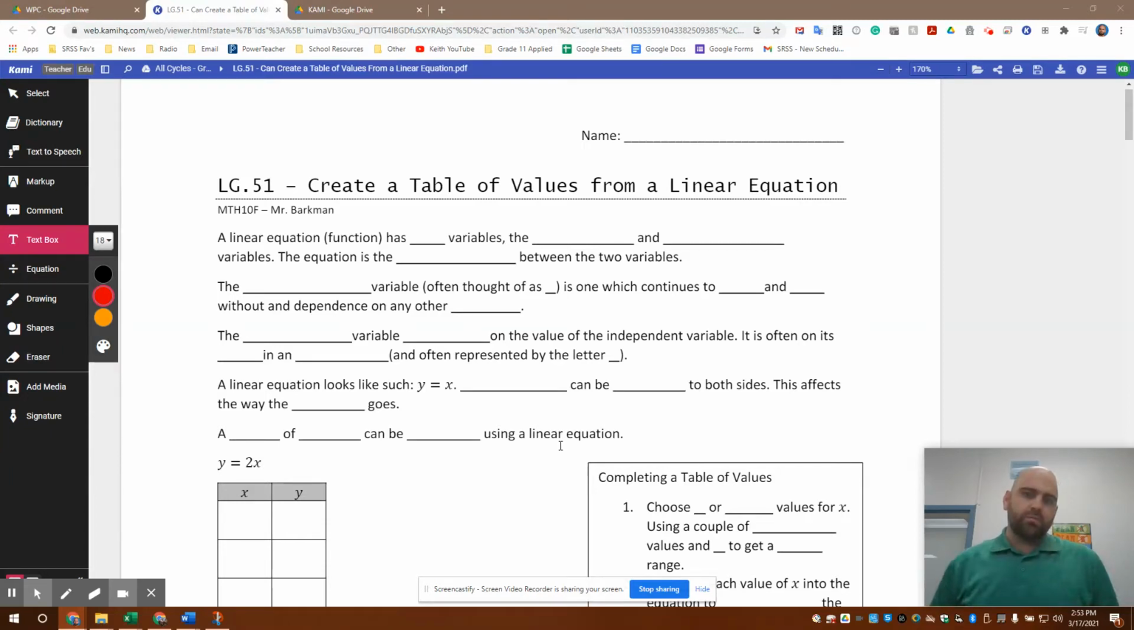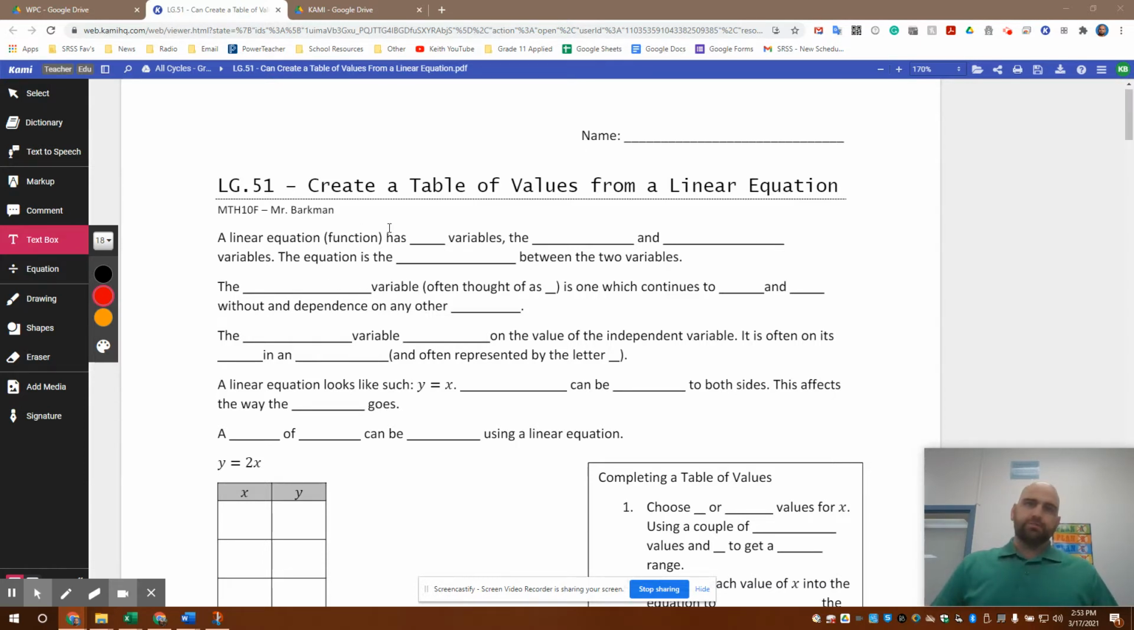So learning goal number 51 is going to be all about taking a linear equation and creating a table of values to go with it. Now we're actually going to jump into looking at graphing as well, which we'll do more of later on in other learning goals as well. But for the time being, we're going to look at the table of values and how we graph that and put that into a visual aspect of it. So let's start off with the first little bit here.